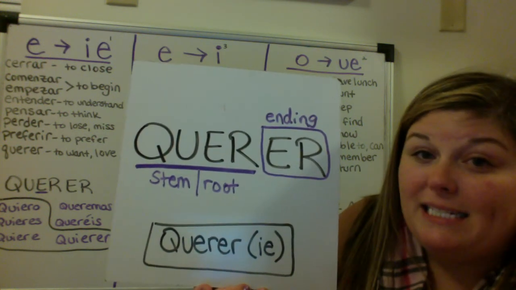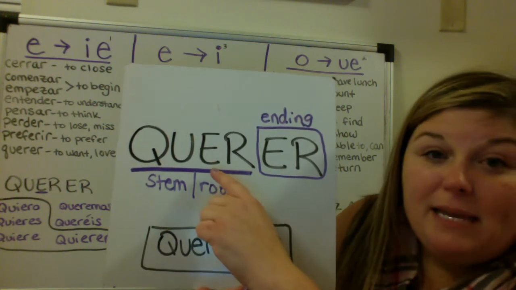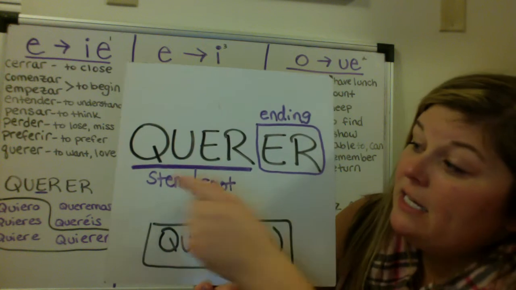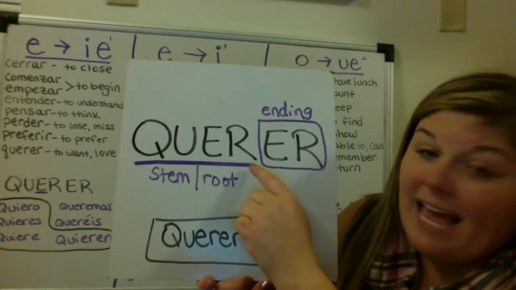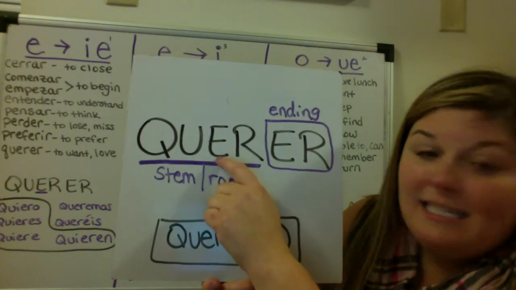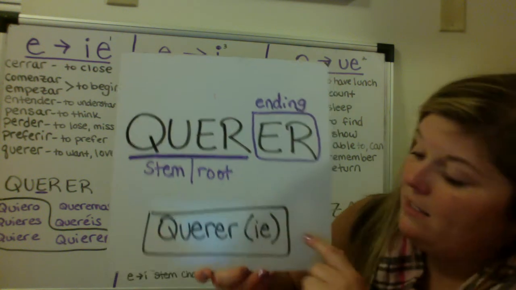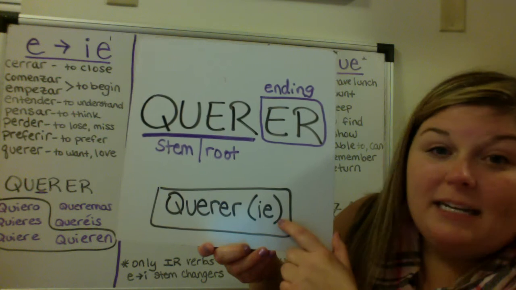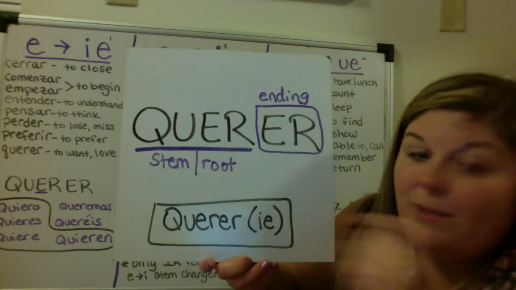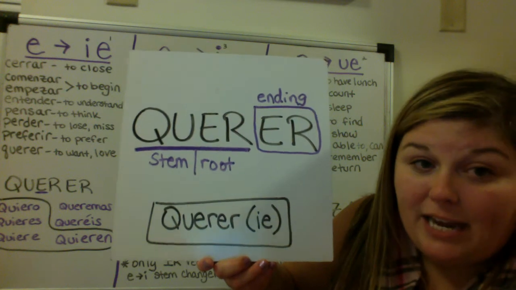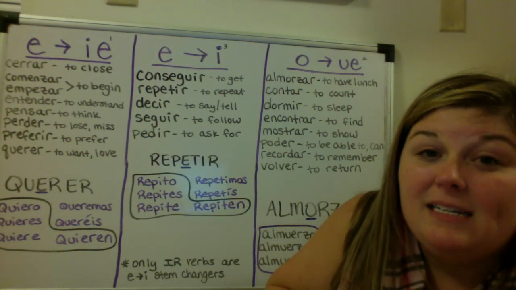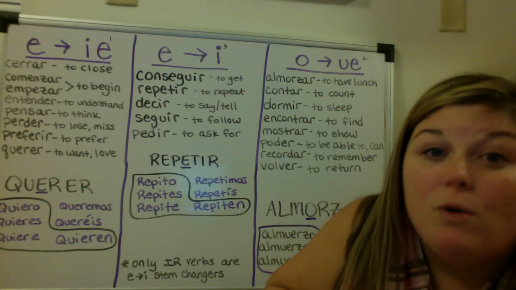And what I mean by stem vowel is it's going to be the vowel at the end of the stem, typically. So in this case, the end of the stem ends here with the R. The stem vowel is the E. So the E, as we see here, querer is an E to IE stem changer. So this E is going to change to an IE when we conjugate it. Let's take a look at this process and some common stem-changing verbs, and we'll go a little bit more into detail about the conjugation.